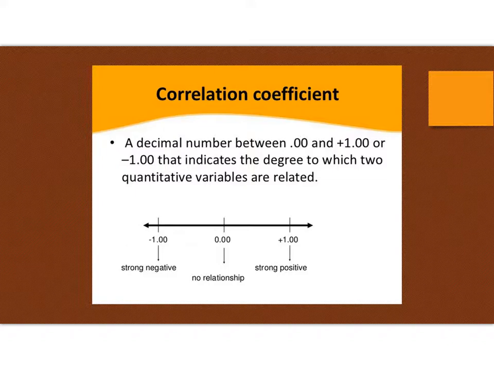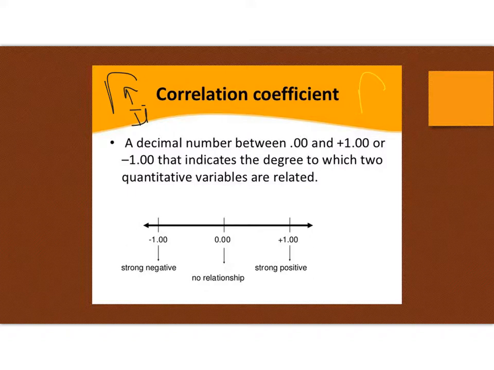Here's where it becomes, hopefully we can make this a little clearer. Decimal number, the correlation coefficient, the letter is R. R, little r. It is italicized. Okay? Decimal number, again, between 0 and +1 or -1 that indicates the degree to which the two quantitative variables are related. Okay, so you can see the 0 here. That's in the middle. It's a number line, but not like the number line you had when you were in elementary school.